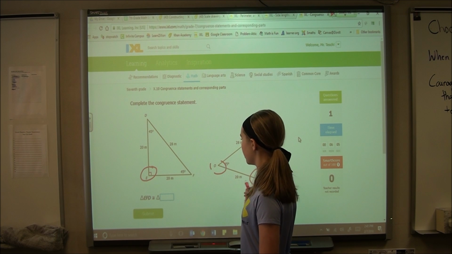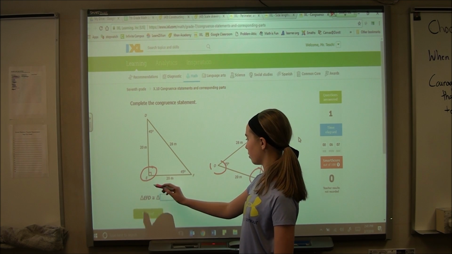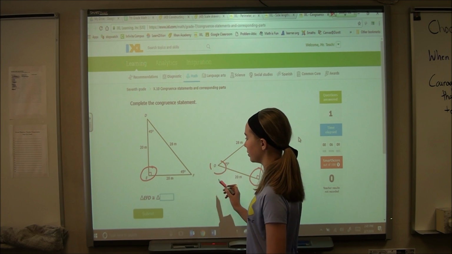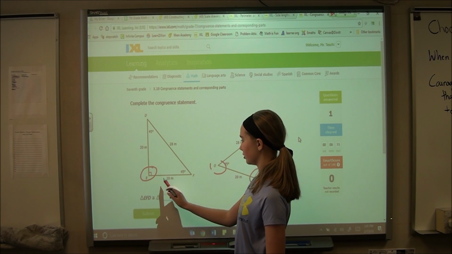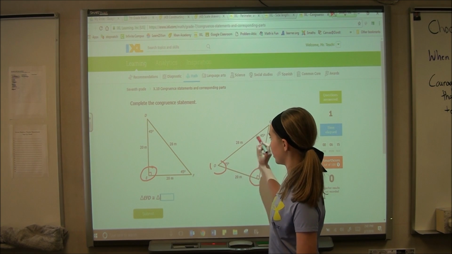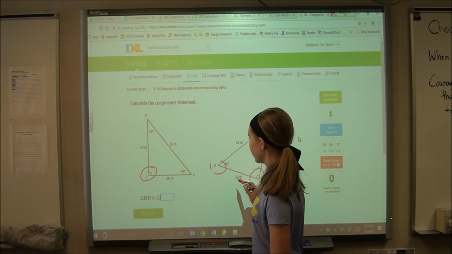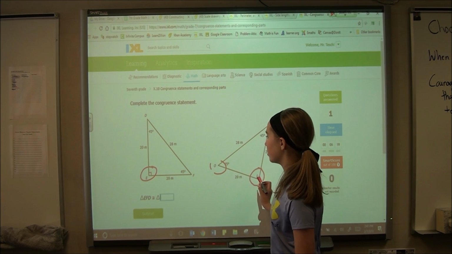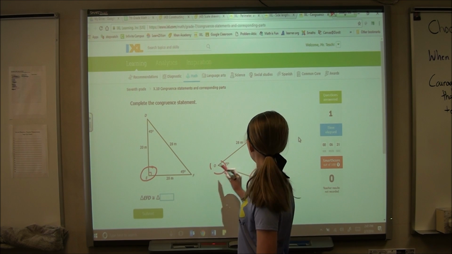So if P and E are the same, O would be the same as F, because here there's 20 meters, and here's 28, and here's 28. So it's going to be P, O, Q.